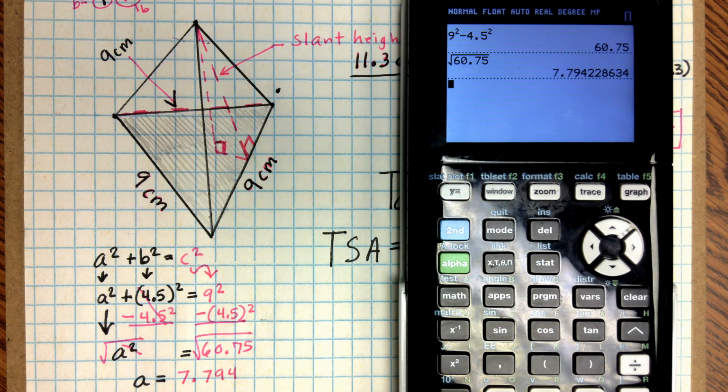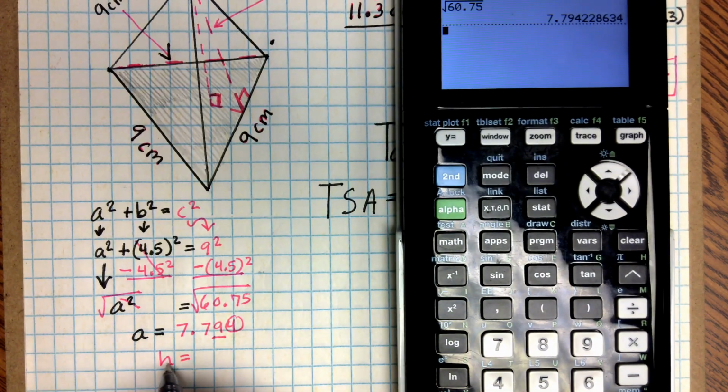7.794. And now I'm going to round this real quick. So if I round it, I'm going to change that a to an h, right? Because this really represents the height of our triangle, 7.8 centimeters.